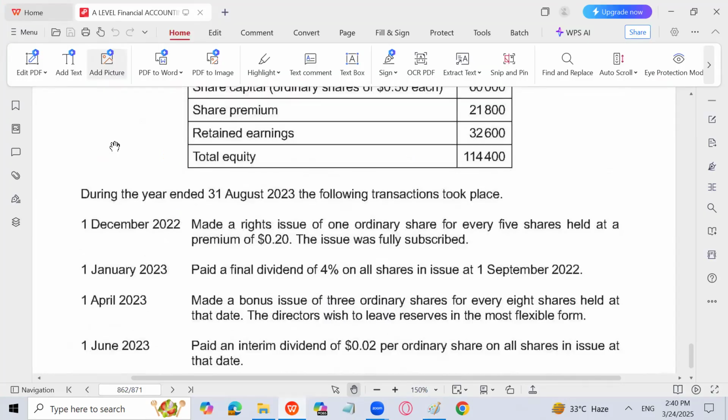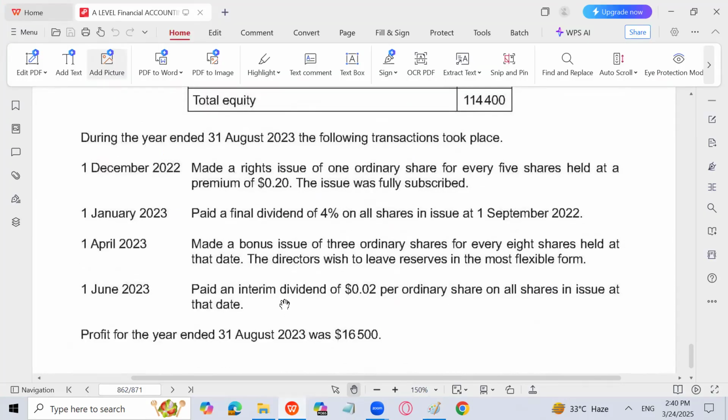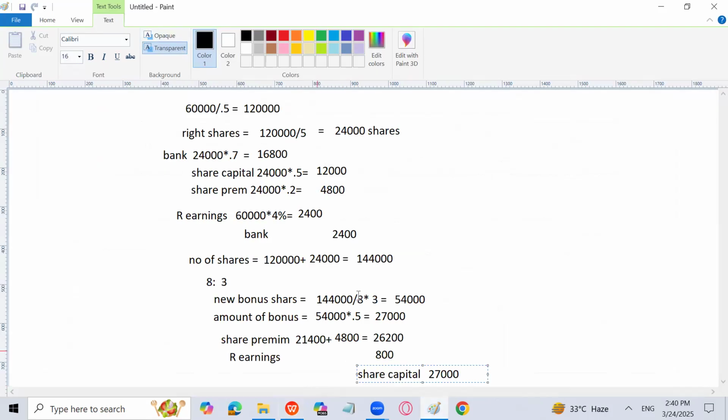Now let's see any other next entry. Paid an interim dividend of 0.02 per ordinary share on all shares in issue at that date. 1st June 2023, we are making the payment of interim dividend per share. We are making the payment 0.02 per share on all shares in issue. So the entry is going to be retained earnings debit and bank is going to be credit.